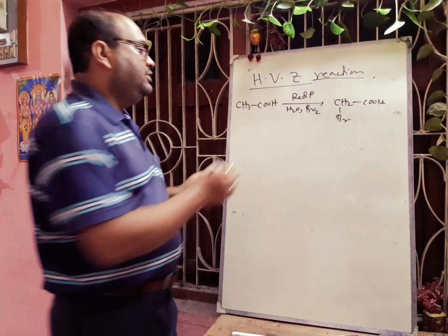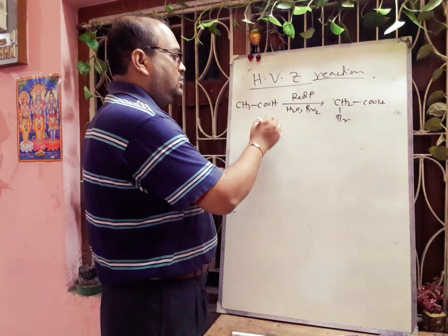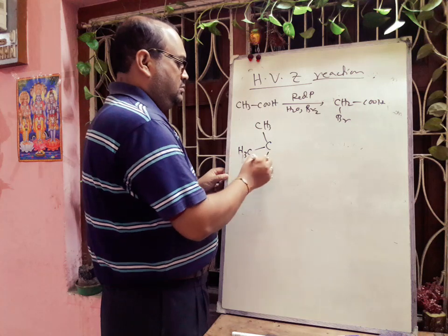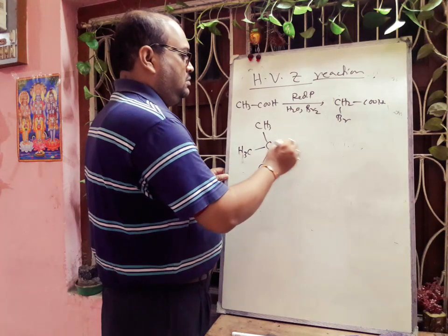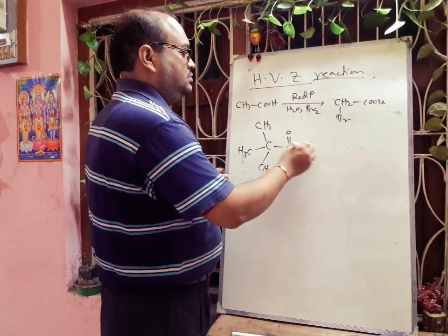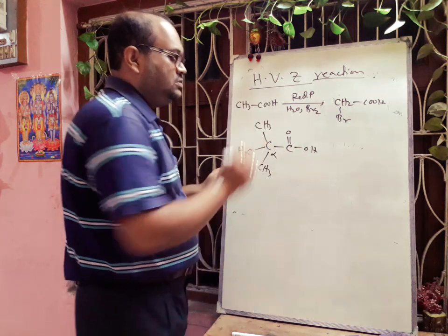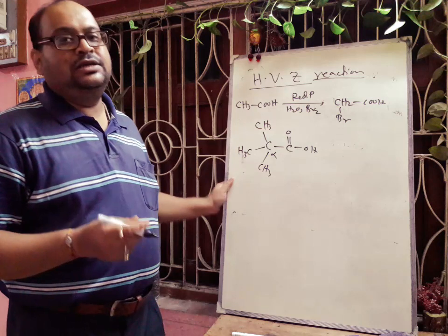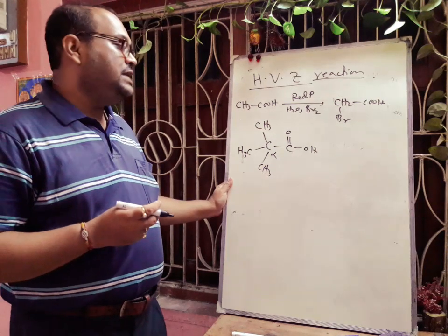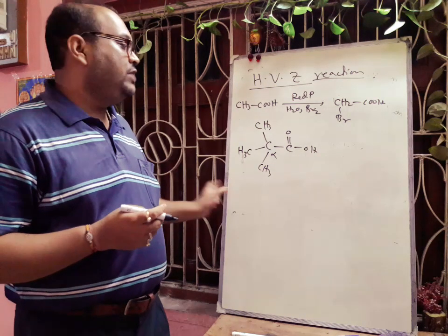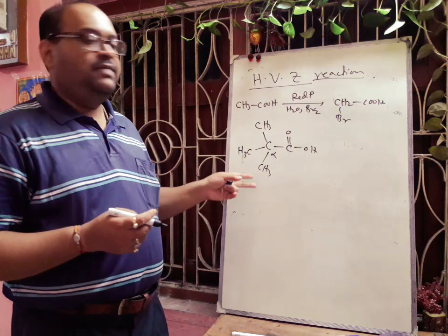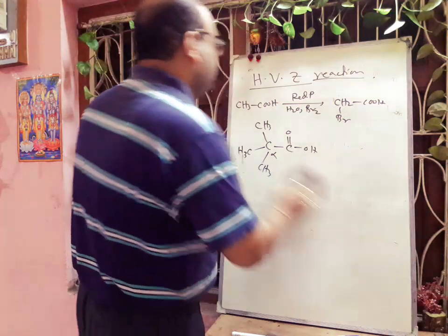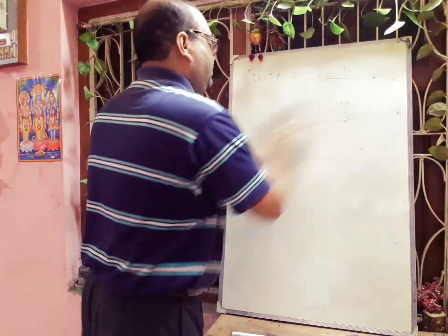But if we think of this type of compound where there is no alpha hydrogen, at the alpha position there is no alpha hydrogen. So this is trimethylacetic acid, and here no HVZ reaction is possible, because alpha hydrogens are absent. Understand? Next we will discuss the significance of this type of reaction.